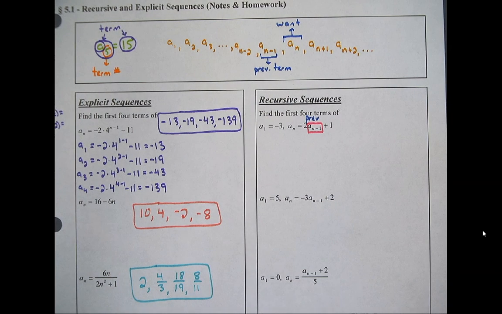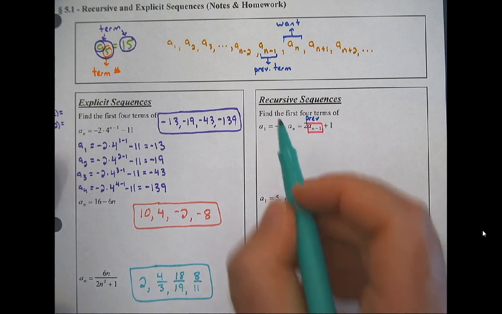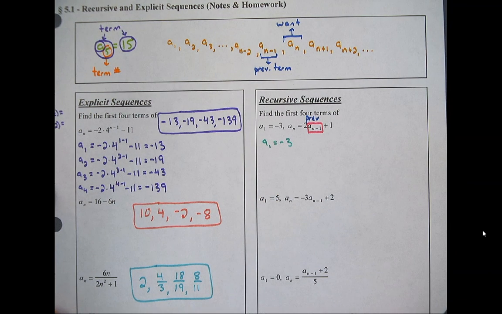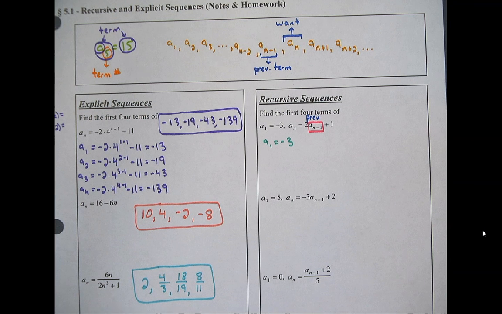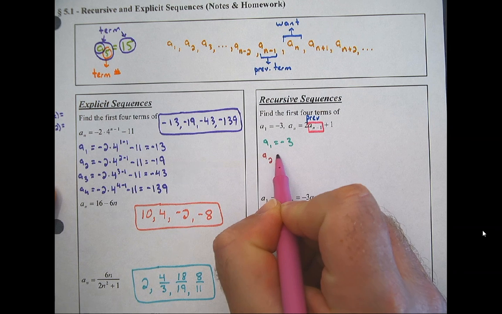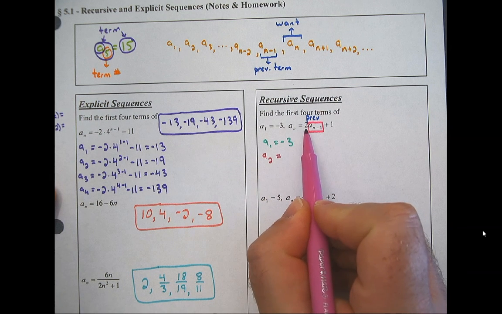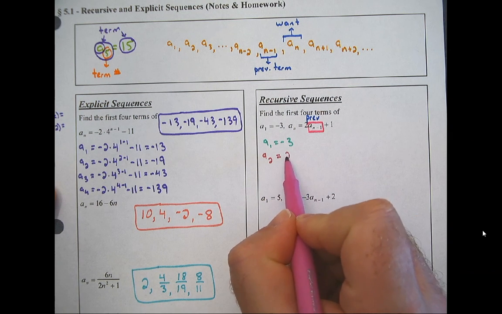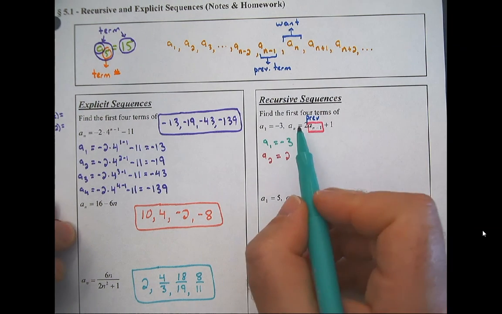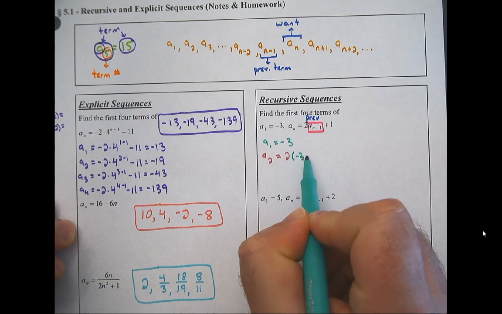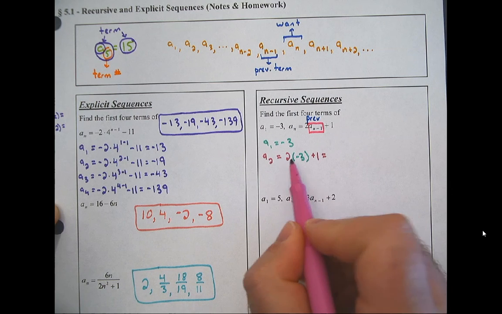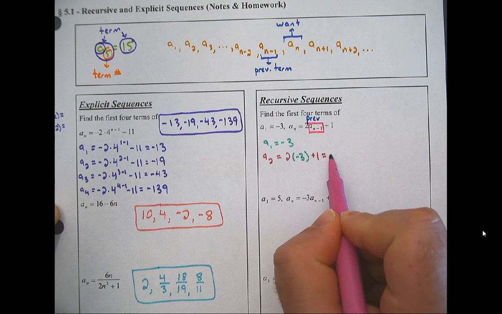So that's why they have to give us the first term. A sub 1 is equal to negative 3. They had to tell us that. Well, what happens when I want to find a sub 2? A sub 2 is my second term. So a sub 2 is equal to, the formula says, 2 times the previous term. Well, we just calculated that the previous term was negative 3, and then we still need to plus 1. So 2 times negative 3 is negative 6, plus 1 is negative 5.